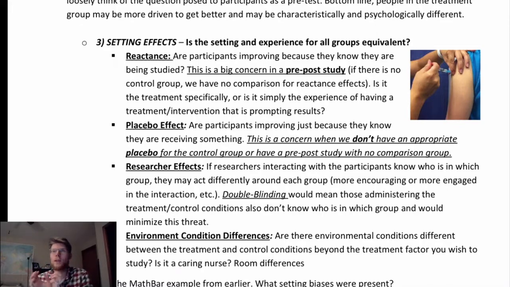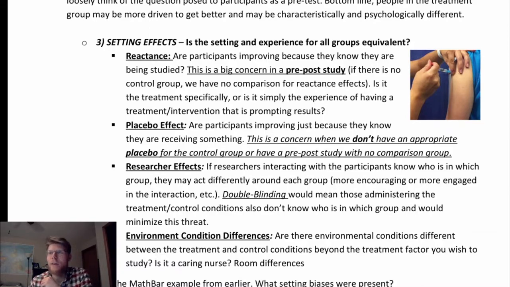So you always want to be careful that studies are going to be stronger if you have that comparison group such that you are minimizing those types of differences, and that it really is the intervention and not just the act of the intervention or the experience of being in the study itself that are making this difference.